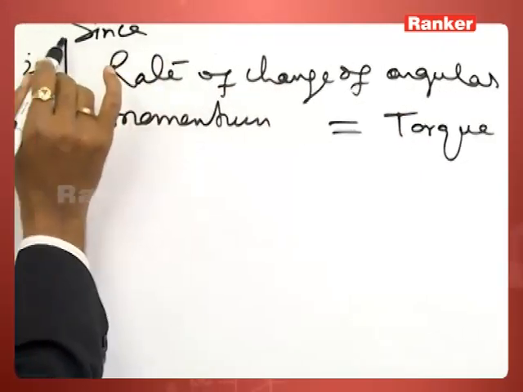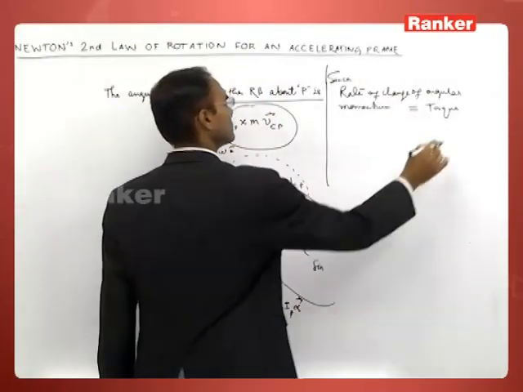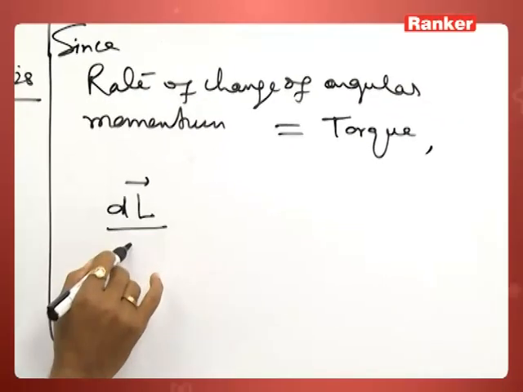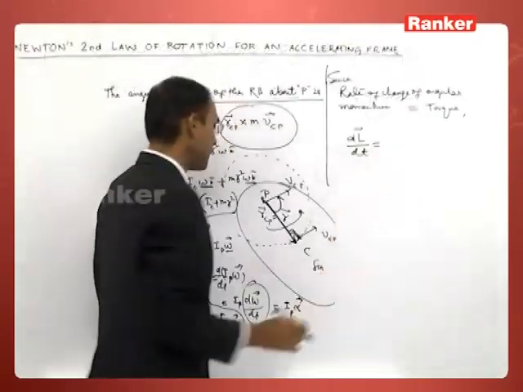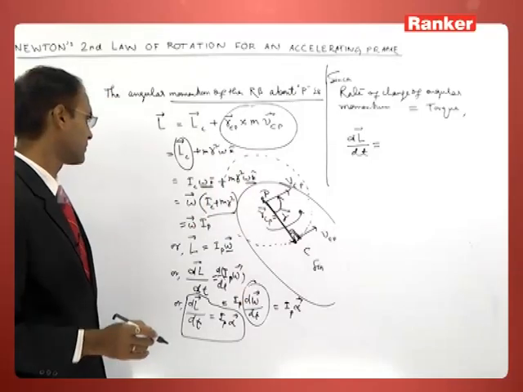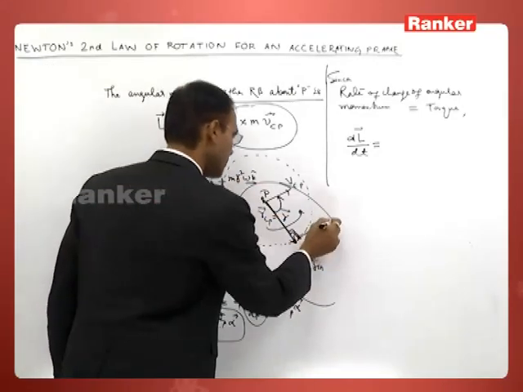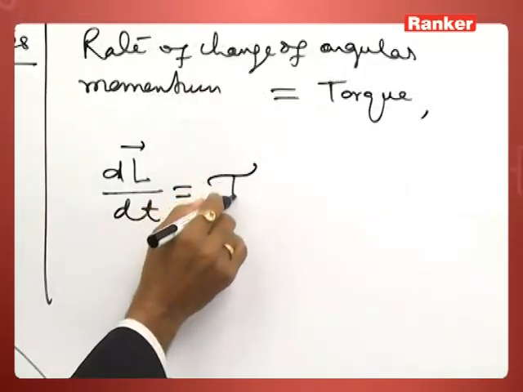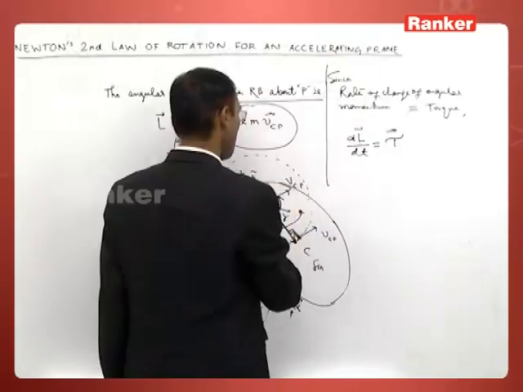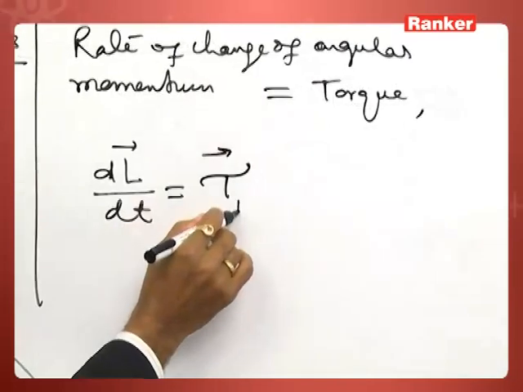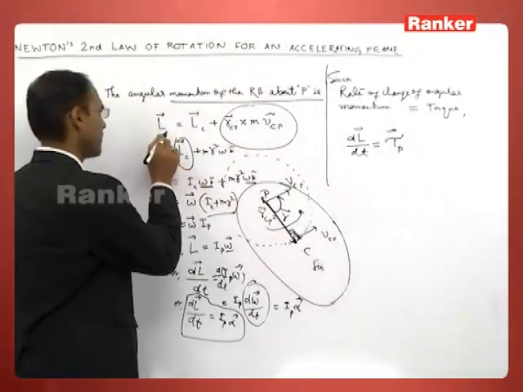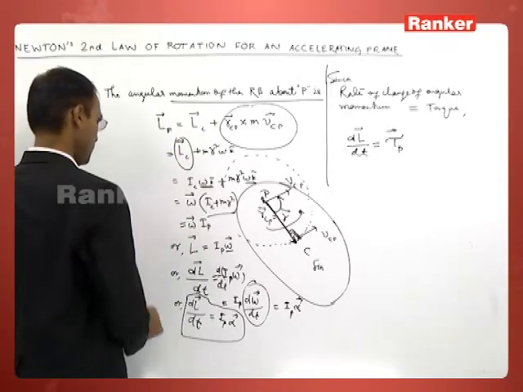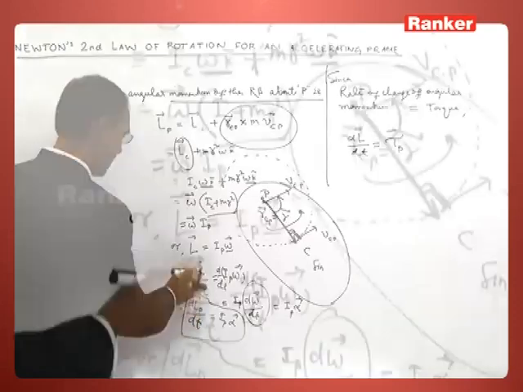When you use this logic, dL upon dt, the rate of change of angular momentum of the rigid body about this pivot, can be written as the torque experienced by the rigid body about that pivot. Instead of L, you can write LP about the pivot.